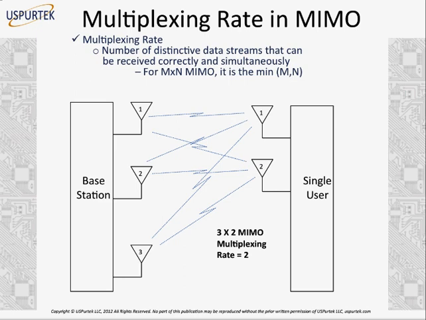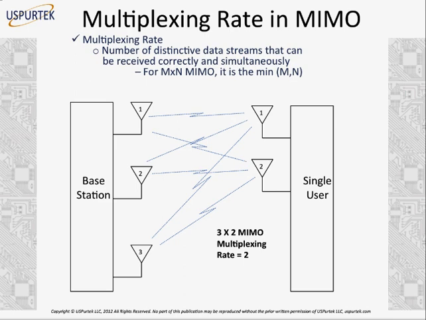What that means, as a thumb rule, if you have an M by N MIMO, M cross N MIMO, it is the minimum of the two, the minimum of M and N. Like if you have 3 antennas on the transmit side and 2 antennas on the receive side, then the multiplexing rate is 2, the minimum of the 2.